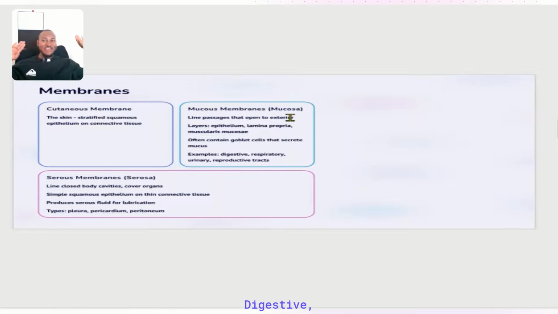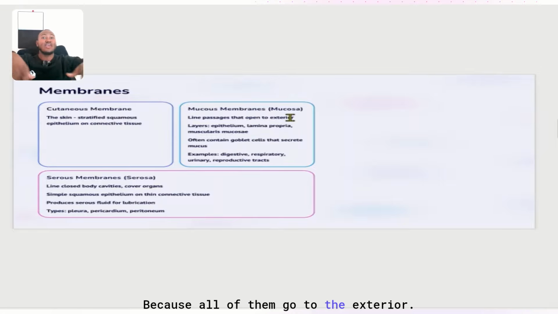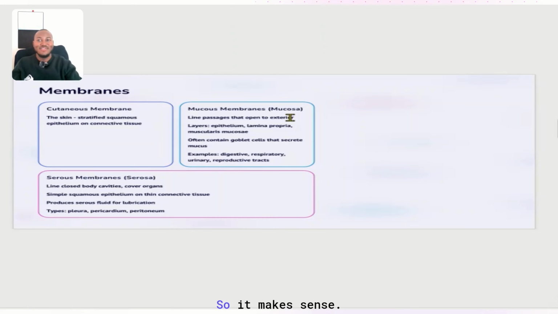Where are they found? Digestive, respiratory, urinary, because all of them go to the exterior. Digestive goes to the exterior, respiratory goes to the exterior. Even reproductive goes to the exterior. So it makes sense. But if it's inside, a closed body cavity, it is serous. If it's on the skin, it is cutaneous. Very easy for you to remember. So the answer is a mucous membrane.